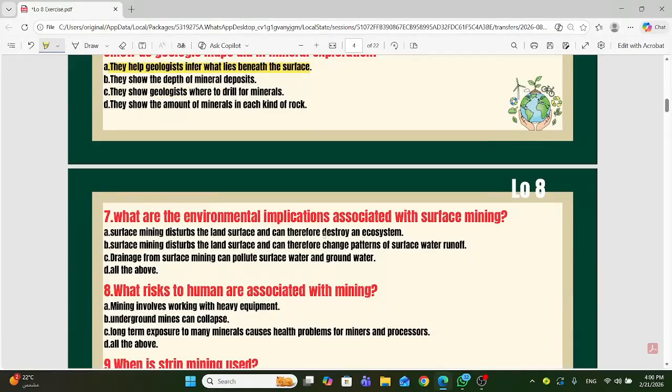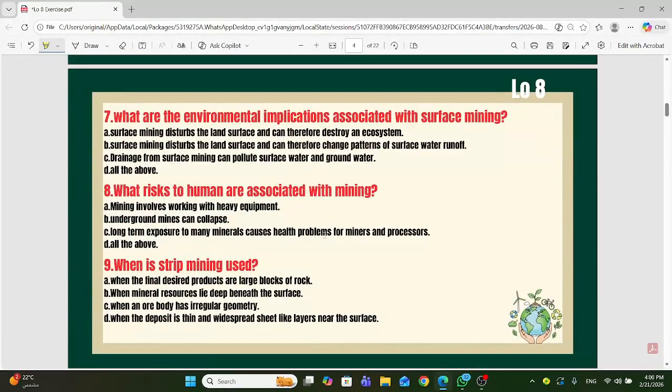يبقى إيه؟ طيب what are the environmental implications associated with surface mining؟ Surface mining distributes a land's surface and can therefore destroy an ecosystem، ولا surface mining distributes the land surface and can therefore change the pattern of surface water runoff، ولا drainage from surface mining can pollute surface water and groundwater، ولا all the above. هتبقى all the above.